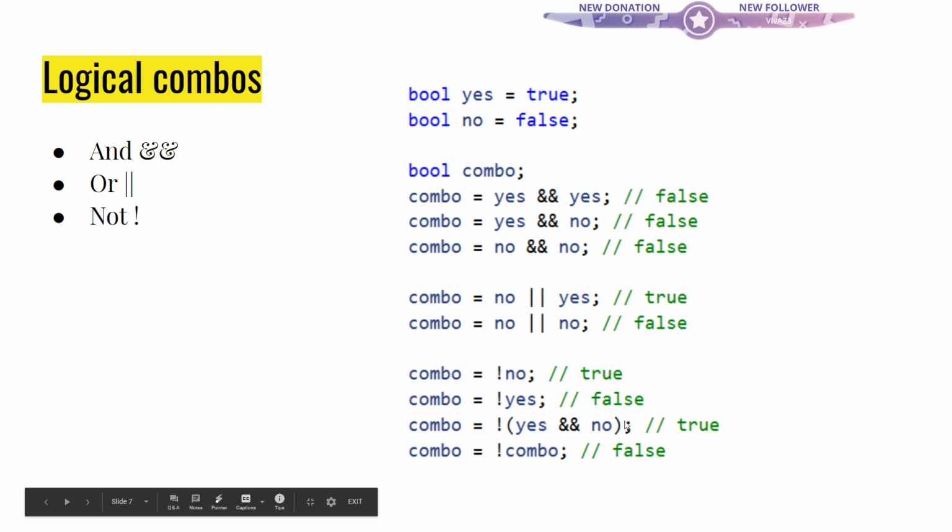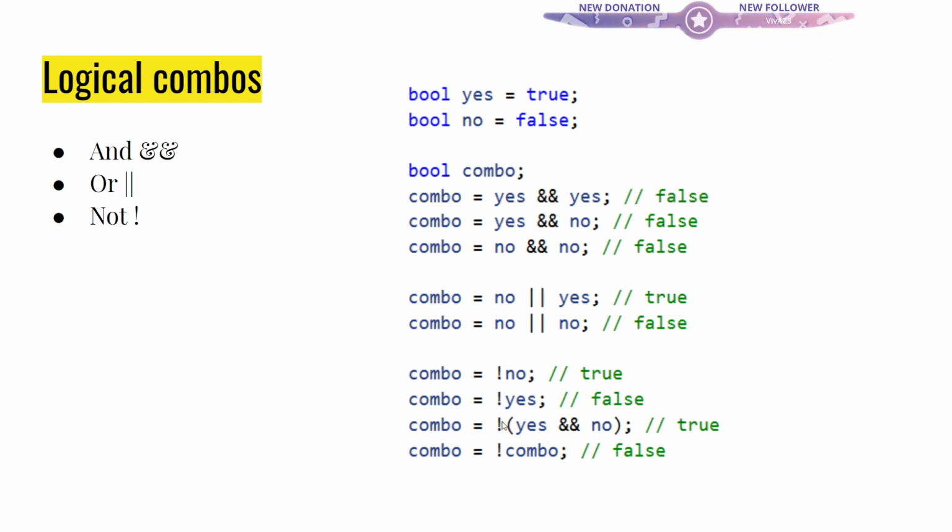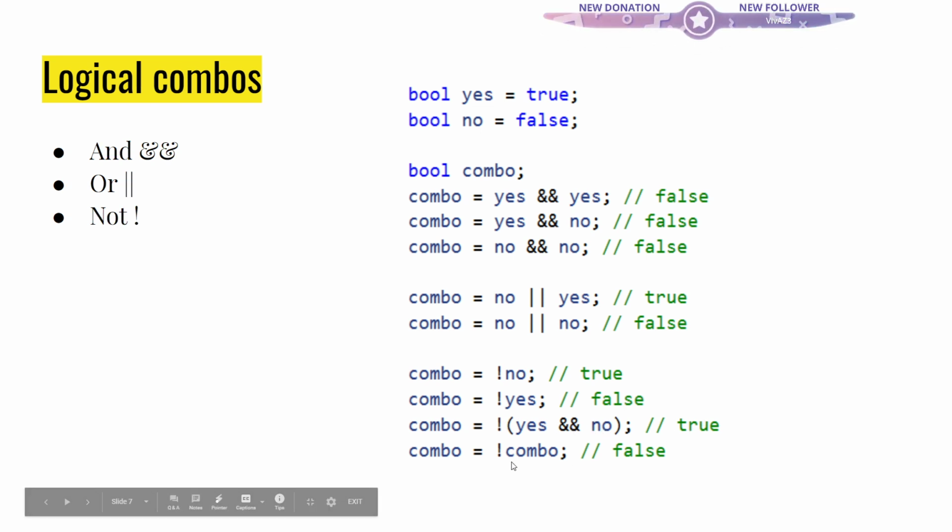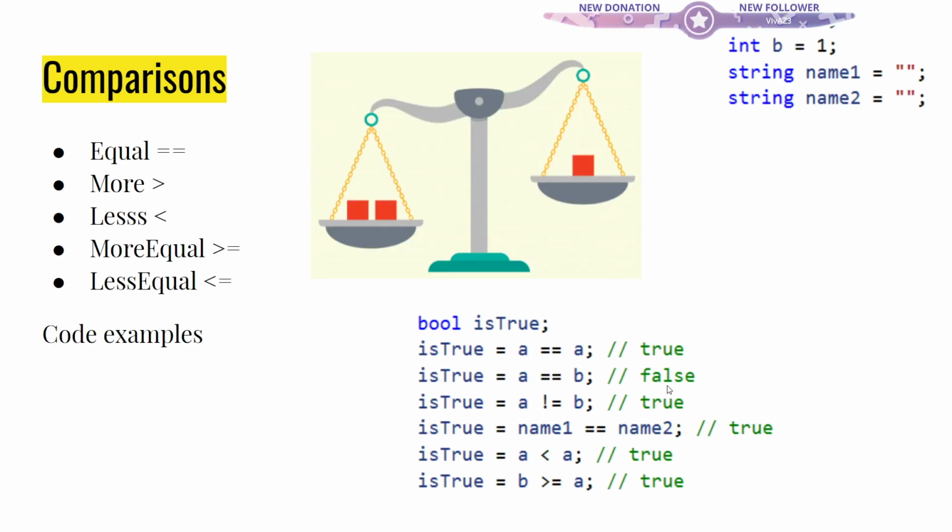And if we use brackets, we can inverse this whole statement. So we first do the thing in brackets, and then we inverse the result. So yes and no is no, false, and reverse of that is true. And then true inversed is false. So right after the lesson, I'll fix this one, and I'll fix this one.